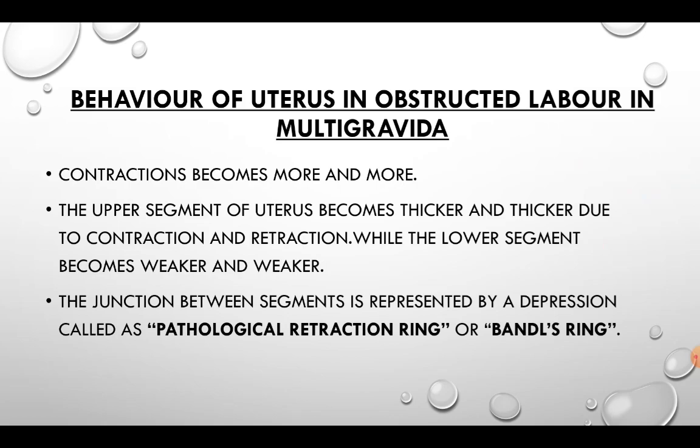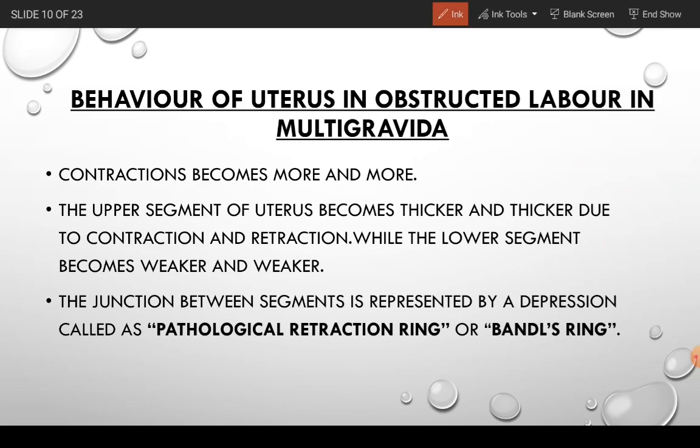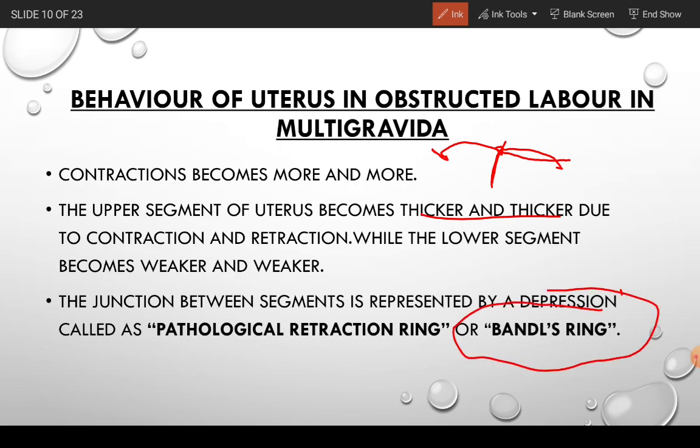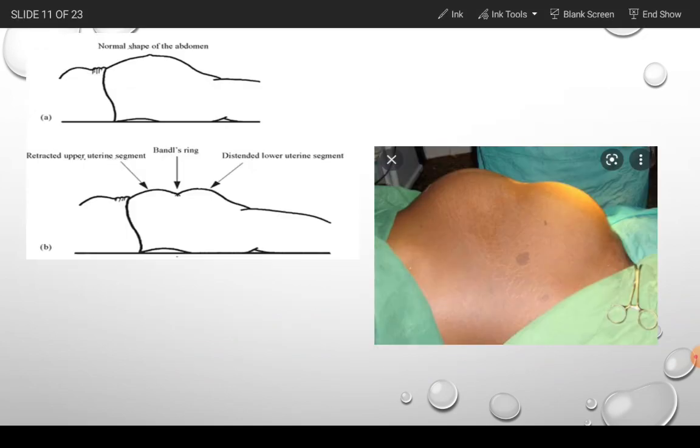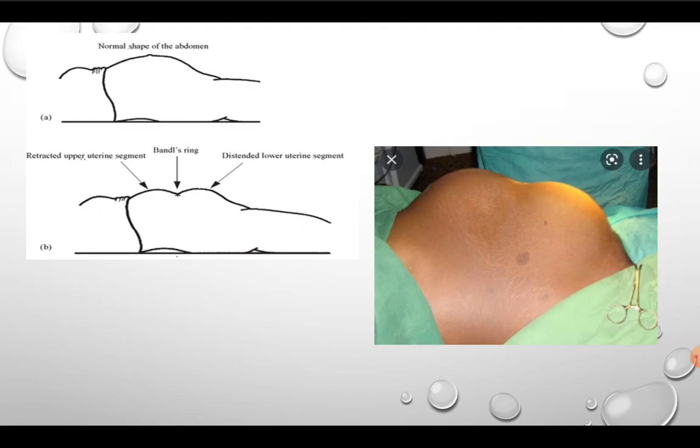So what happens? The upper segment is contracting and contracting. You can see thicker and thicker, and the lower segment is weaker and weaker. So there is a kind of a junction in between, represented by a depression that is called Bandel's ring. So Bandel's ring is not normal, it is pathological retraction ring. You can see this picture. So normally abdomen should be like this, but here it is like this. That's why this is abnormal.